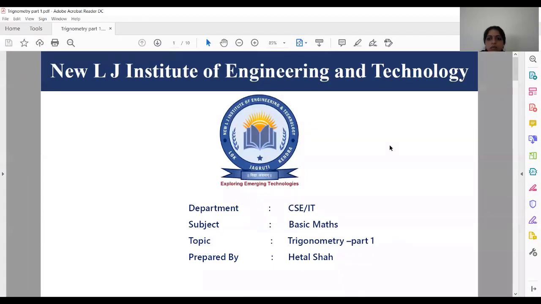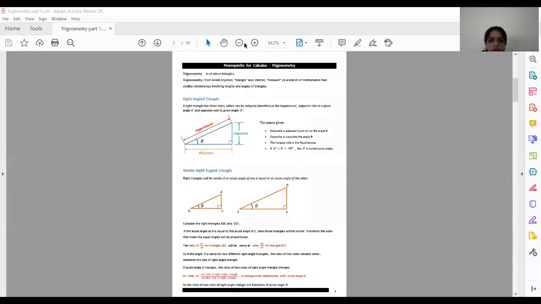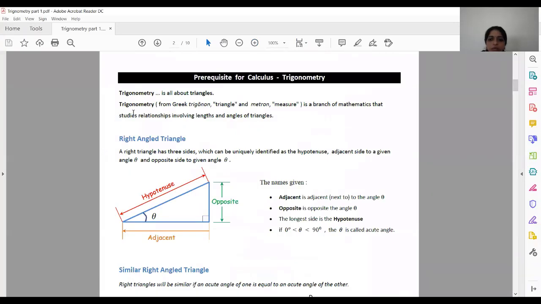Okay, students. Now we'll start with trigonometry part 1. So trigonometry is all about triangles. Trigonometry is a branch of mathematics that studies relationships involving length and angles of triangles.